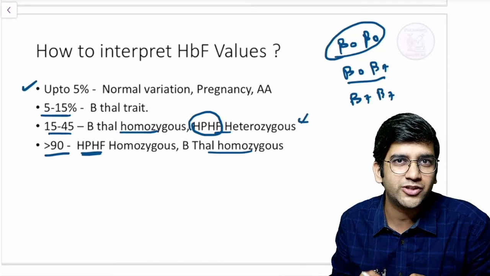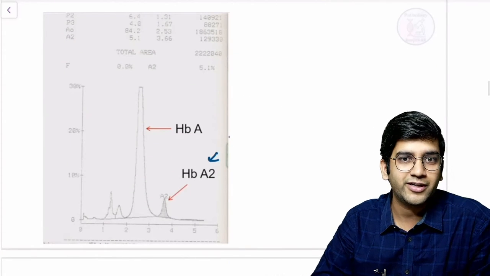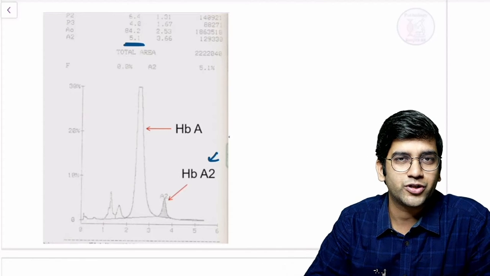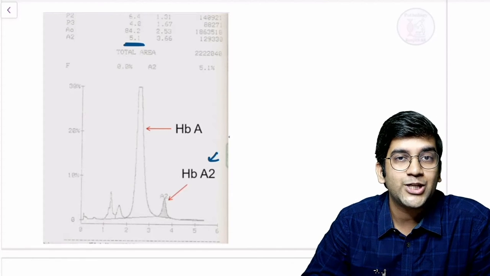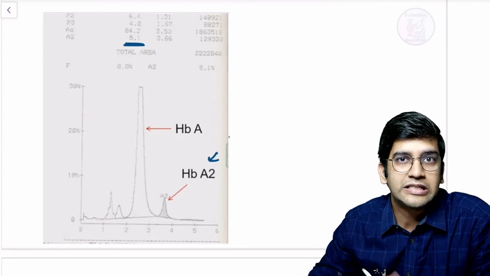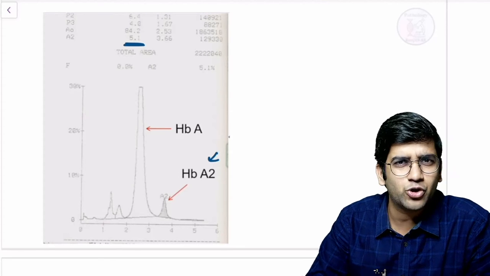Next important curve for me, that's the third important curve, is this guy. Chota one, right? Look at this. 5.1. Abnormal for sure. So how do I interpret? It's very, very important to interpret HbA2. If you know whatever I'm going to tell in the next few minutes, it is more or less sorted. Definitely more or less sorted, right?